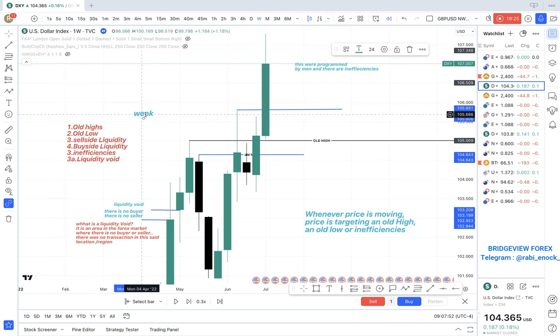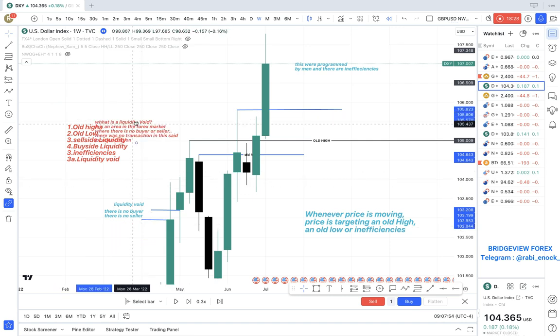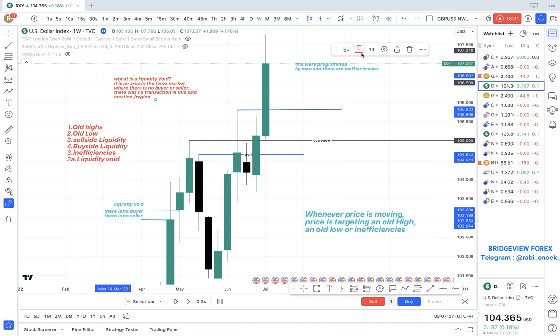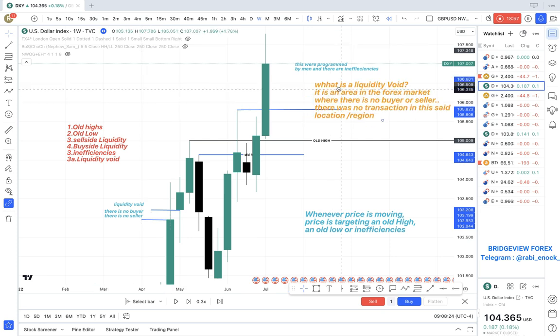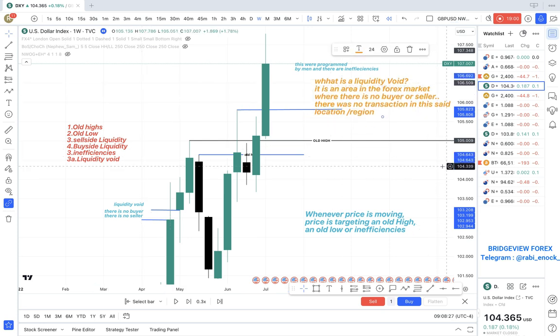I don't want to go ahead. We talked about what a liquidity void is. A liquidity void is an area or region in the market that has no buying and selling. So my assignment for you today is, I want you to go into the market and look for where there is a liquidity void. Just liquidity void. And I want to add one extra assignment. It's going to be difficult, it's going to be tiring.